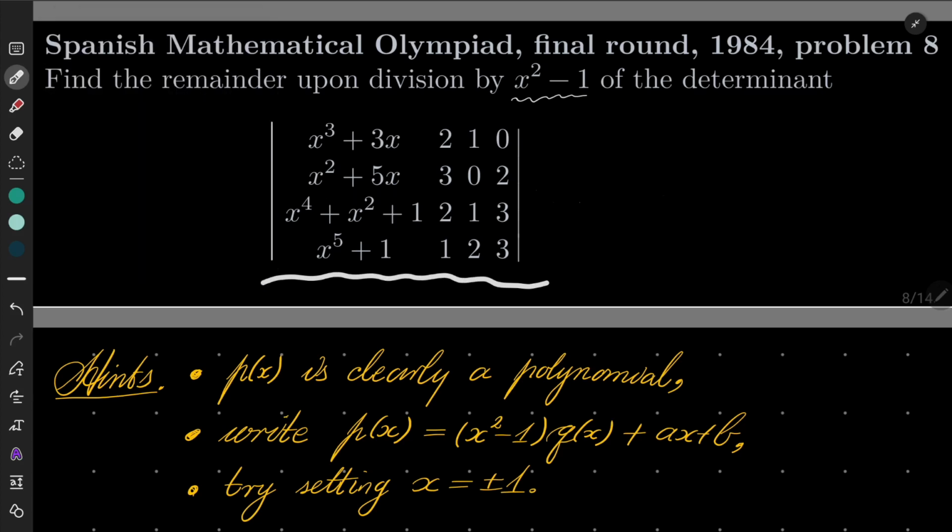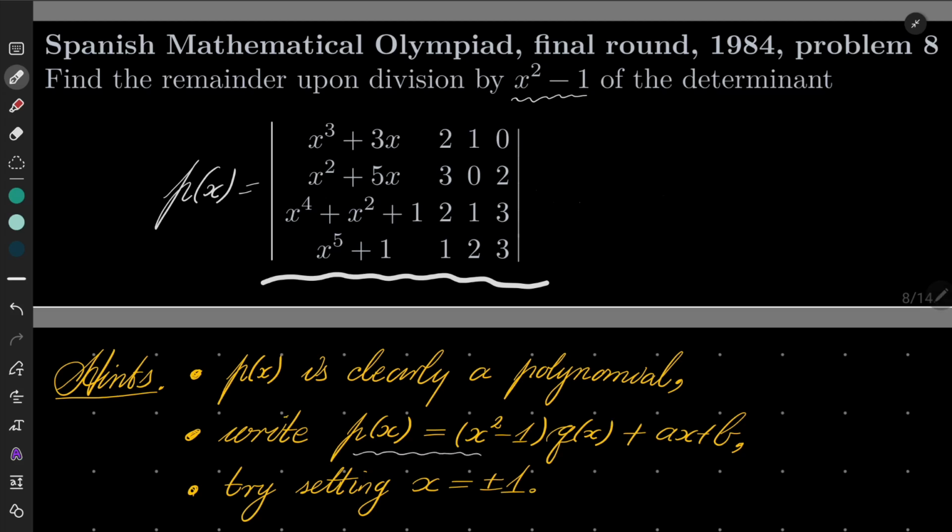My hints are as follows. First of all, by calling this determinant p of x, it's clearly visible that p of x is in fact a polynomial, because if you think about it, the formula for the determinant involves only multiplying and adding terms of a matrix. So by either multiplying or adding these entries of our matrix, we clearly don't step outside of the ring of polynomials.